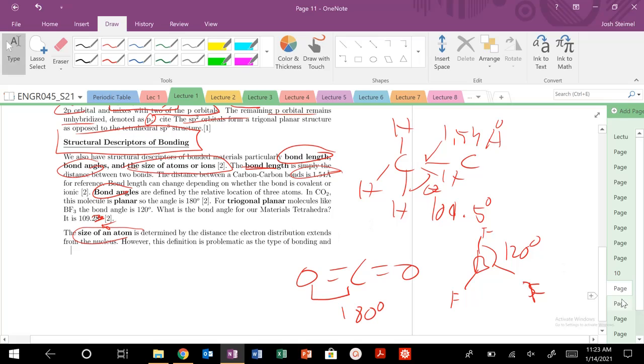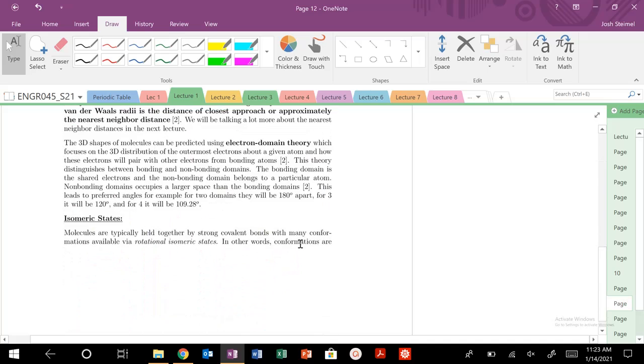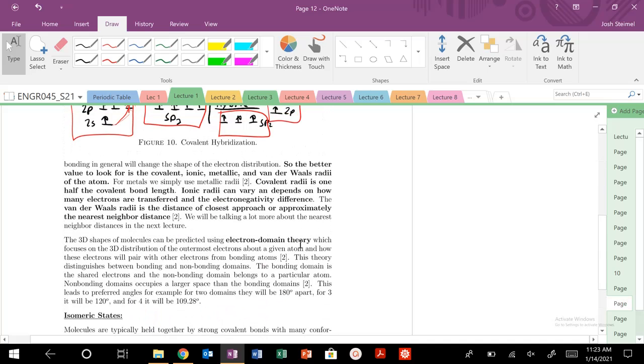But the key thing is once you know what type of bonding is occurring and you're trying to describe the size, we want to pick either the covalent, ionic, metallic, or van der Waals radii of the atom. So for metals, you're going to use metallic radii. If they're covalently bonded, covalent radii. If they're ionic, ionic radii. And van der Waals radii. So we're going to use that approach.